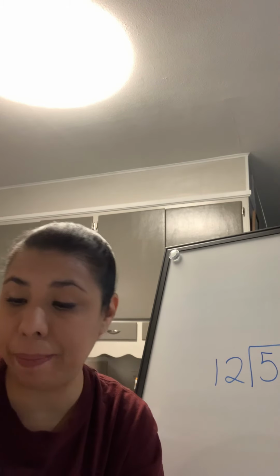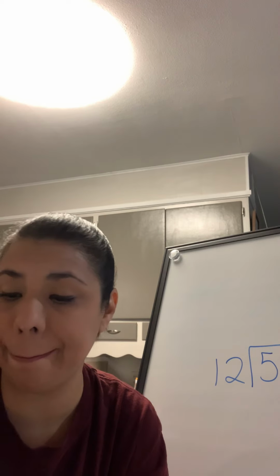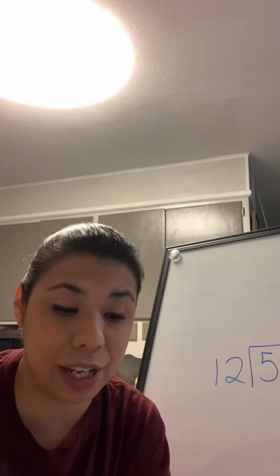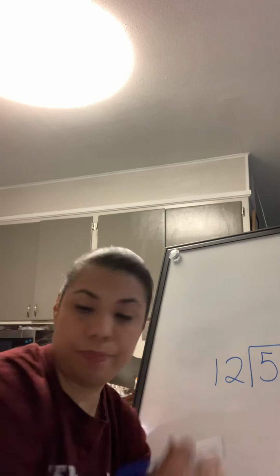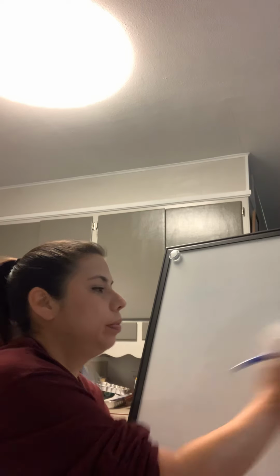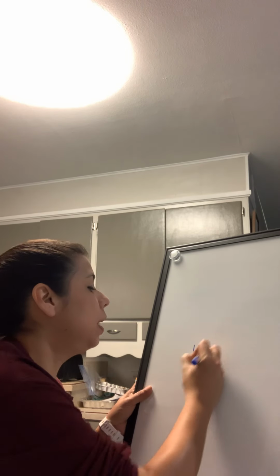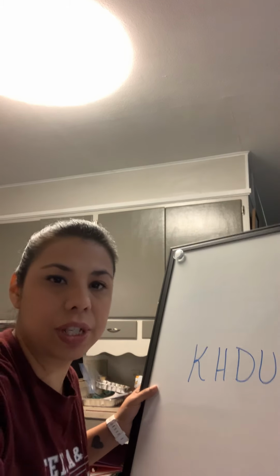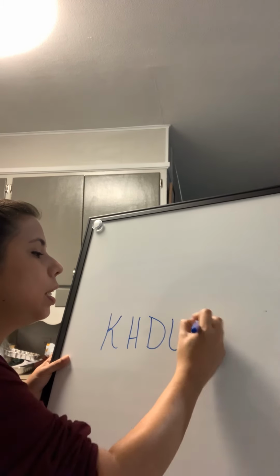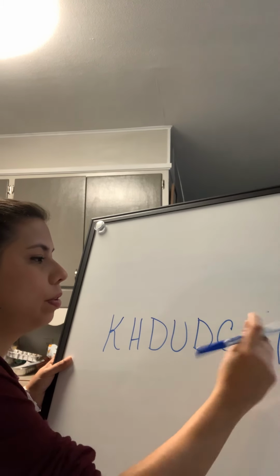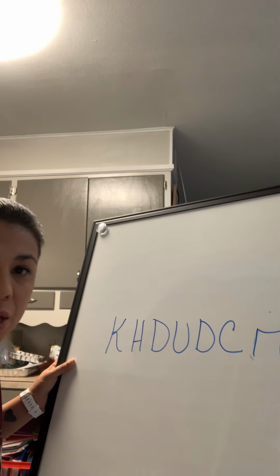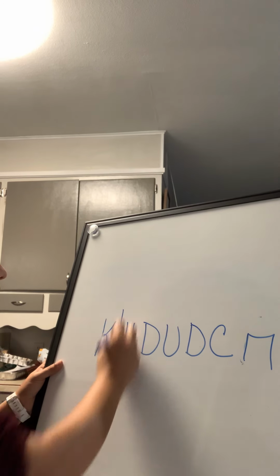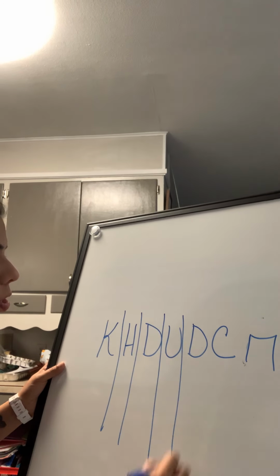Remember, when you're doing metric it can be a lot easier because we remember our King Henry. Remember, King Henry died unexpectedly drinking chocolate milk. Make that M better, okay? You're going to remember your King Henry. Remember, your King Henry is a place value chart.